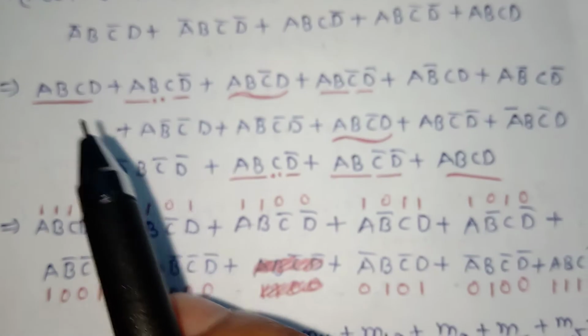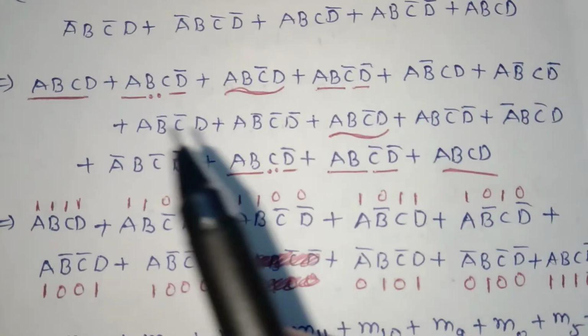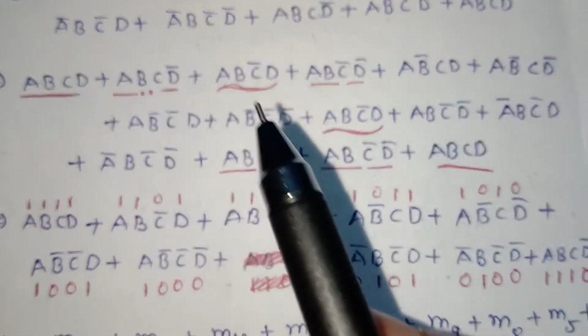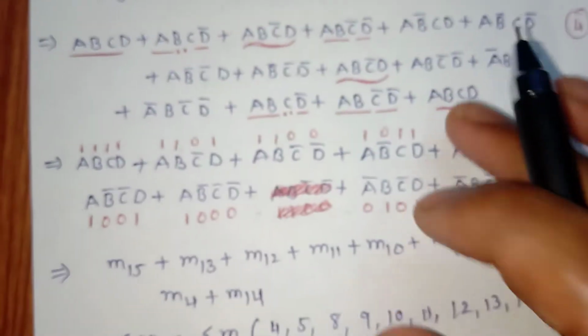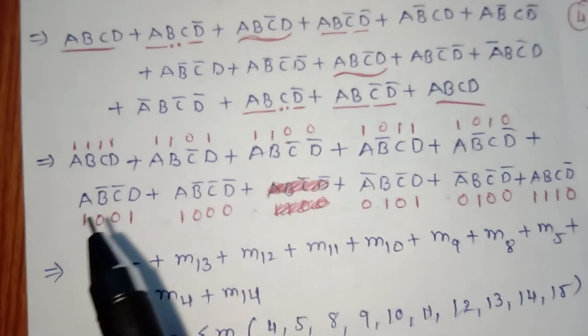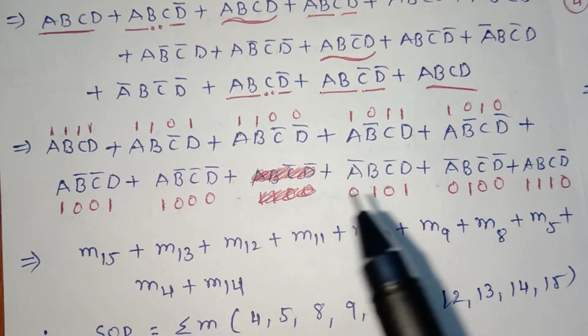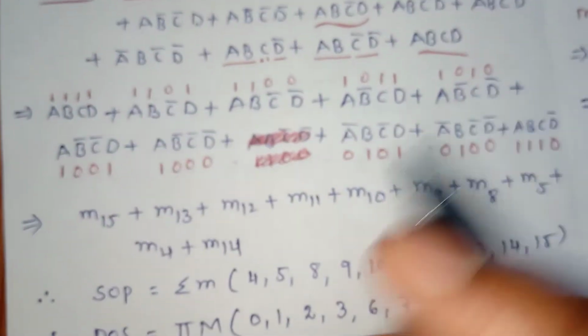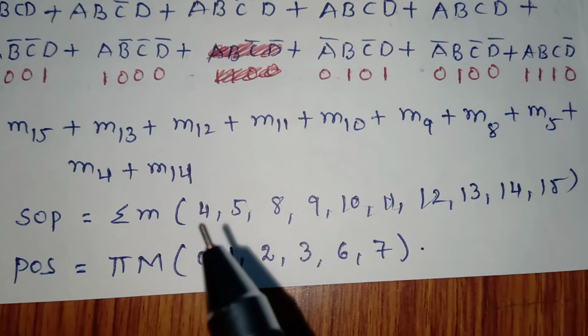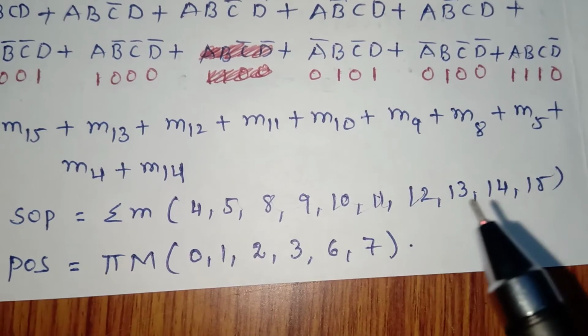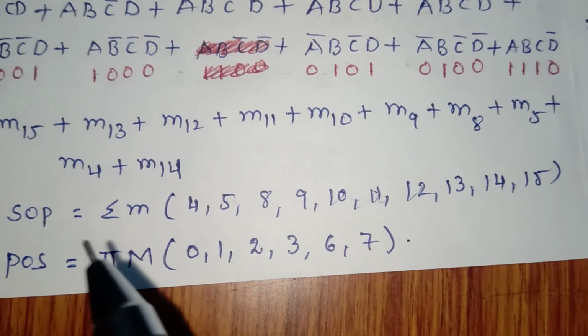Now take the common terms. I have taken these two as a common term and these two as a common term, these two as a common term and these two as a common term. After taking the common terms, if you write the binary equivalent for the terms, then it will be summation m of 4, 5, 8, 9, 10, 11, 12, 13, 14, 15. These are the sum of products.